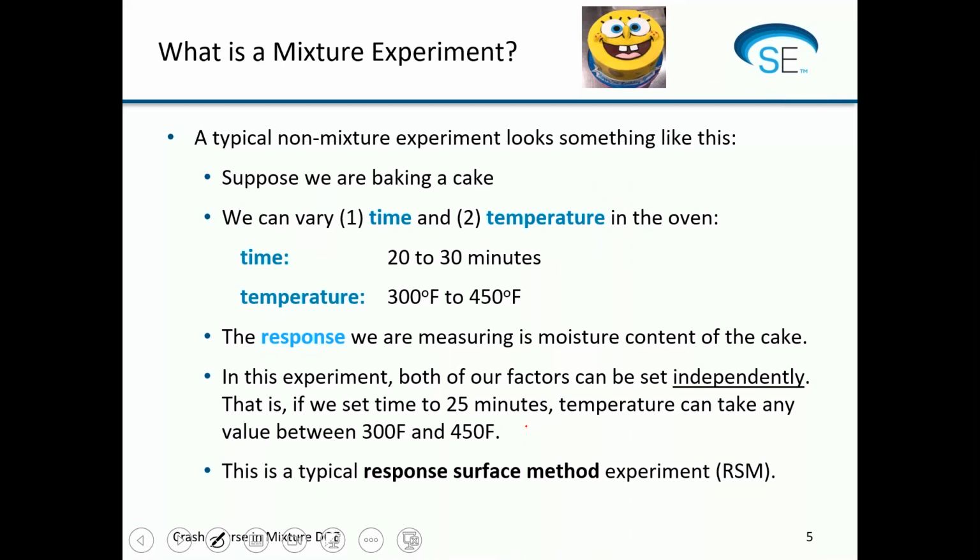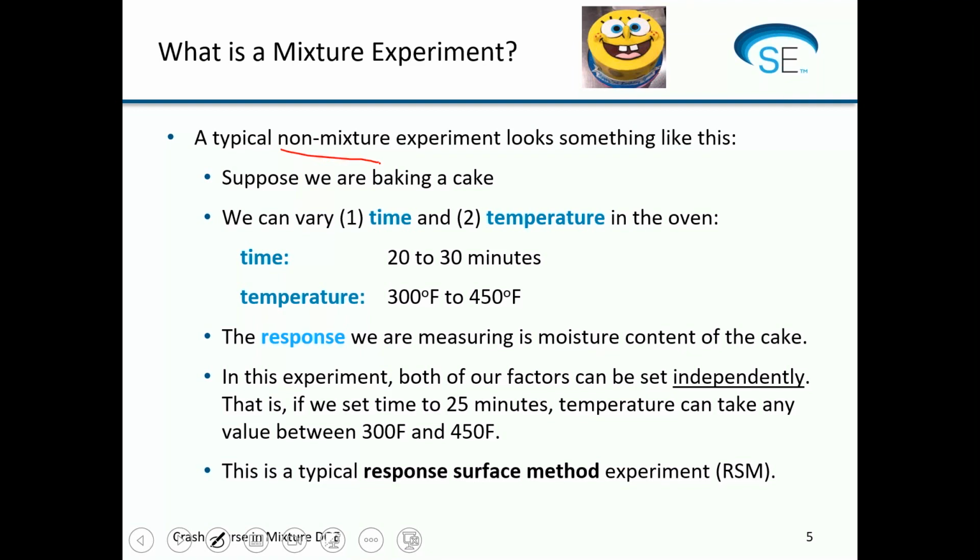So let's get right into this. What is a mixture experiment? A very important question. I always think it's easier to answer this by first showing you what a non-mixture experiment looks like. Having that example, I'll then show you how a mixture would be different from this. I think it helps to set the stage here.